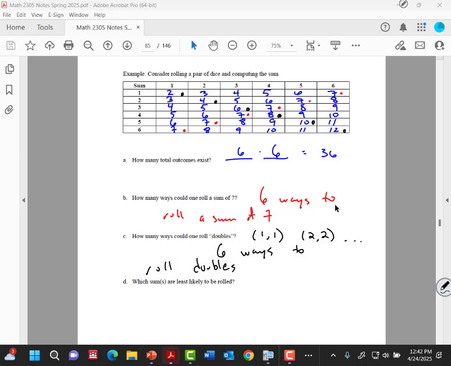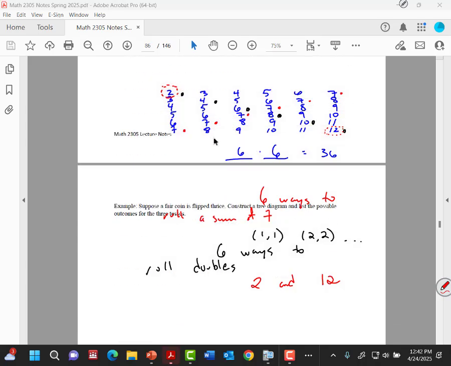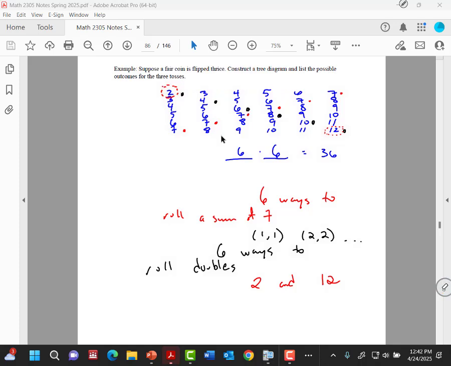Which sums are least likely to be rolled? Well, I simply look in the table right here, and I notice that rolling a sum of 2 only happens one way, or one time, and rolling a sum of 12 only happens one way. And so we'll say simply a sum of 2 and a sum of 12. Rolling a pair of dice, very important to understand various probabilities when I roll a pair of dice. Let's take a look at one more example.